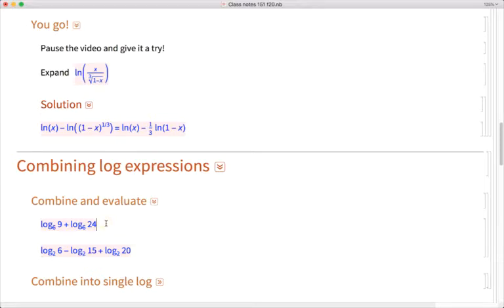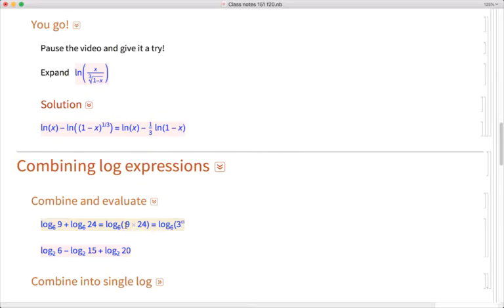Okay, so here we're on the right-hand side of the first rule. That is, we have a sum of two separate logs. Running the rule in reverse says that's going to be the log of the product of the two numbers. Okay, so the instructions here say combine and evaluate.